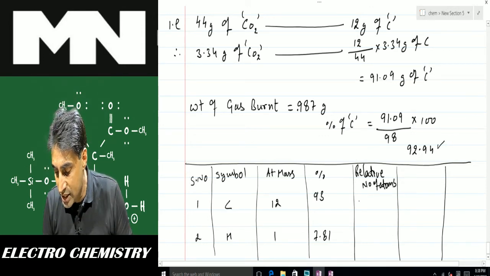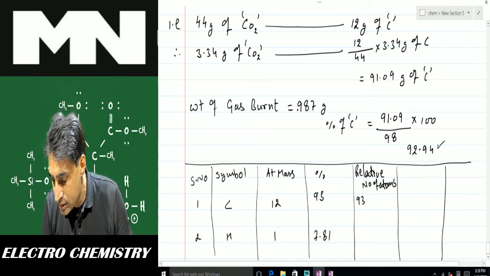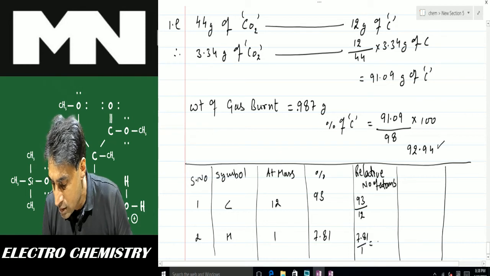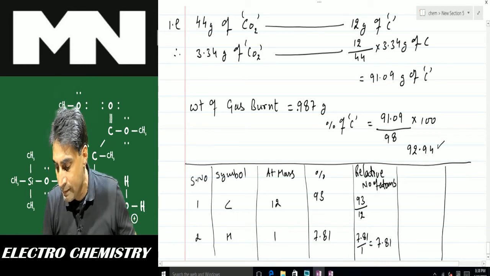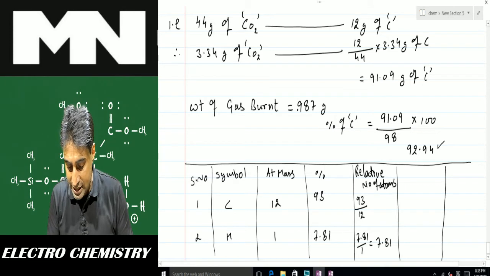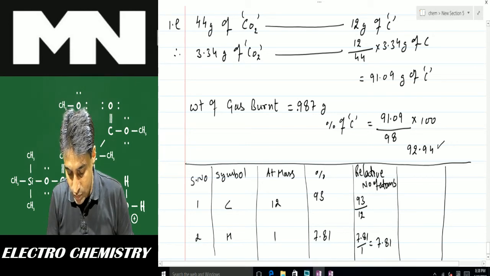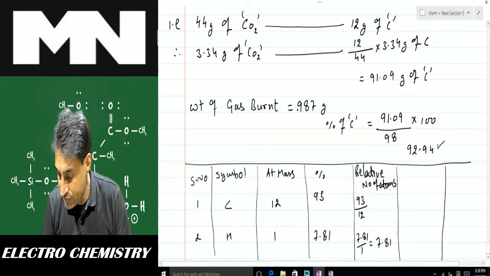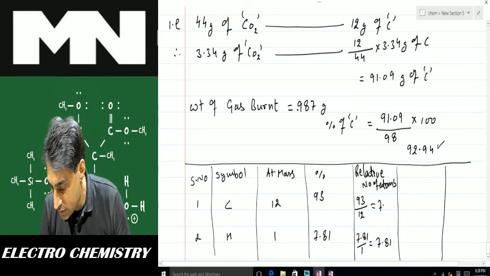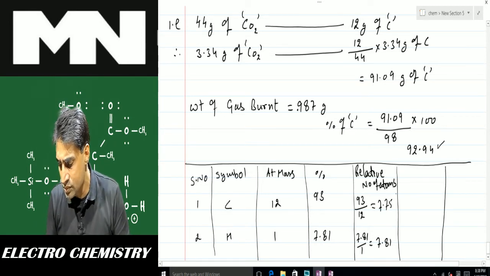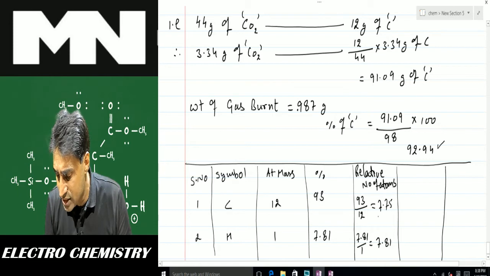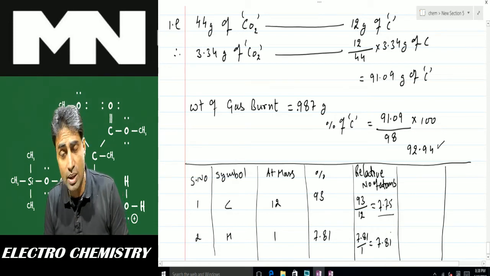Relative number of atoms, I told you, is always percent divided by atomic mass. So here also it is 7.81 divided by 1. It will come out to be 7.81. As for 93, when divided by 12 it gives you the value 7.75. So you can say that 7.75 is the lowest value. It is the lower one among these two.